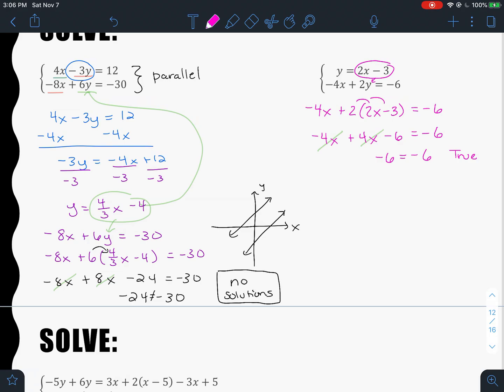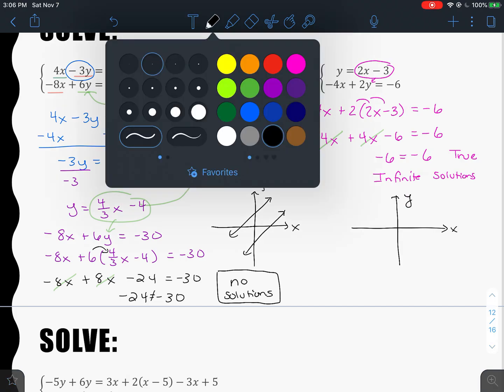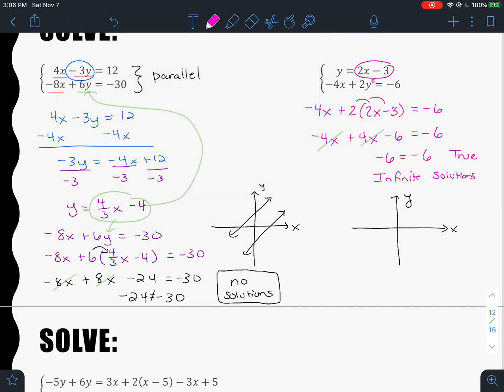That's a true statement. So remember, when you have a true statement, that means when we solved normal equations, you would have all real numbers. This one, you're going to have infinite solutions. And do you remember what happened when you graphed them to make you have infinite solutions? That was when you graphed them and it was the same exact line twice.